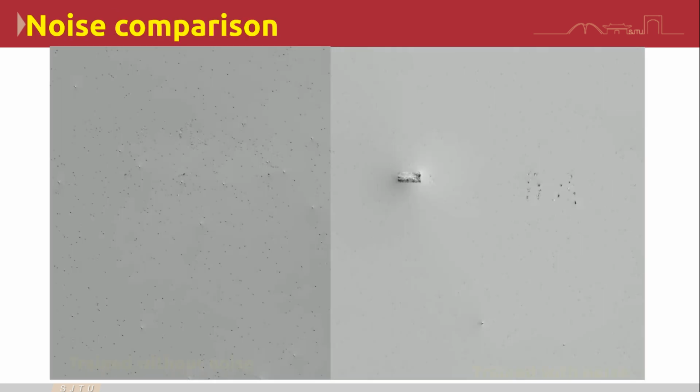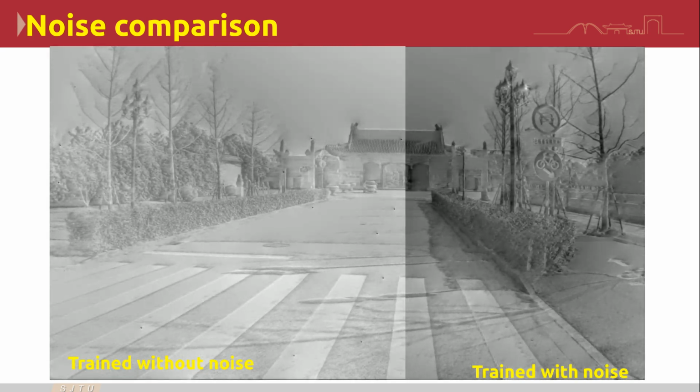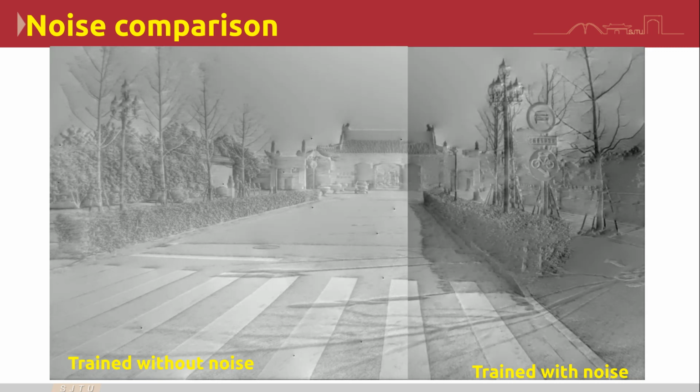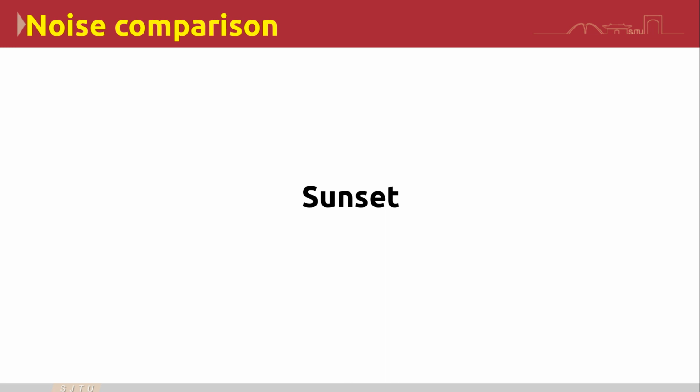In the following videos, we show a variant of Sparse-E2VID that was not trained with real event camera noise. This variant is compared with Sparse-E2VID that was trained with noise. In the comparison, we can see the noise reduction in the videos.